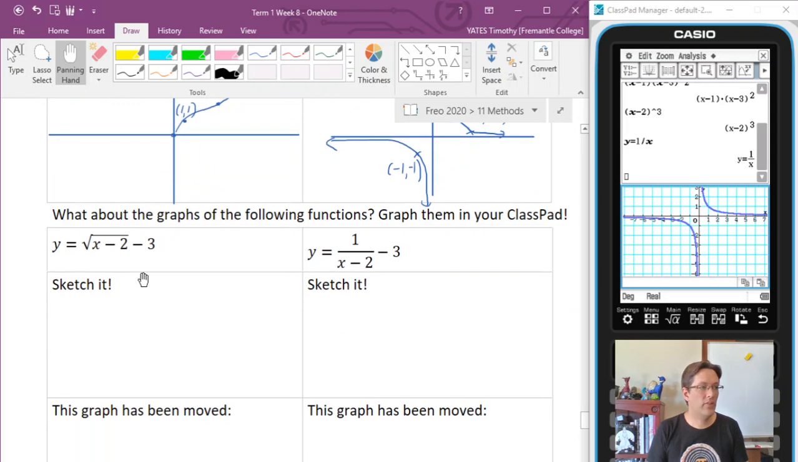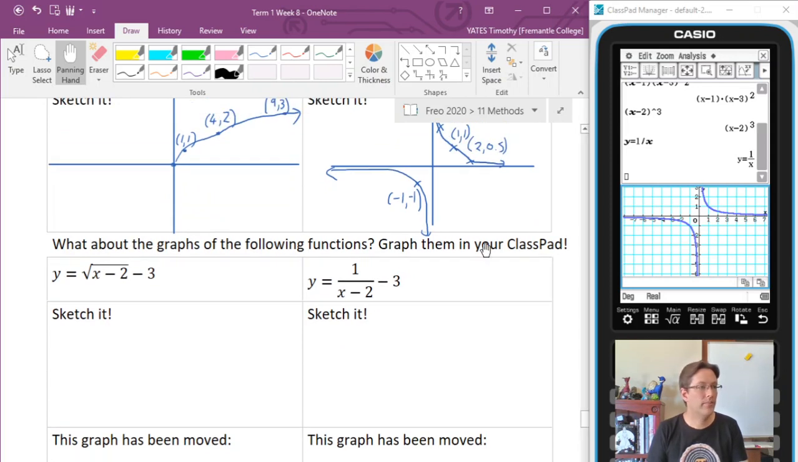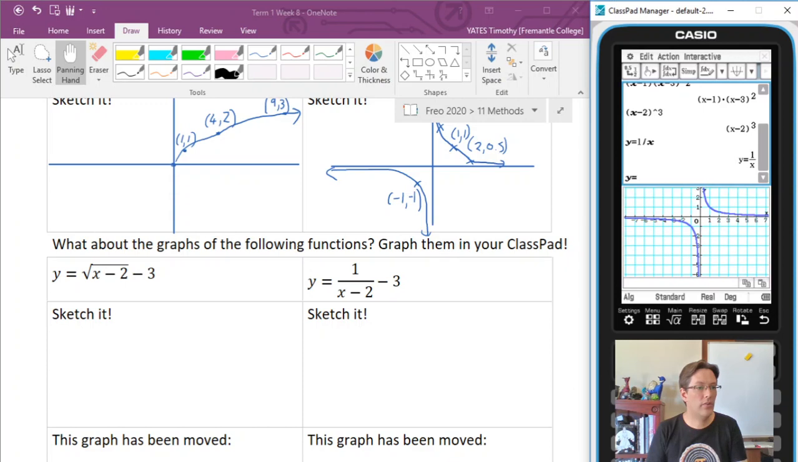Then we've got slightly different graphs. What does this one look like? That is y equals the square root of x minus 2, subtract 3. Note that the subtract 3 is outside that. Let's sketch that.